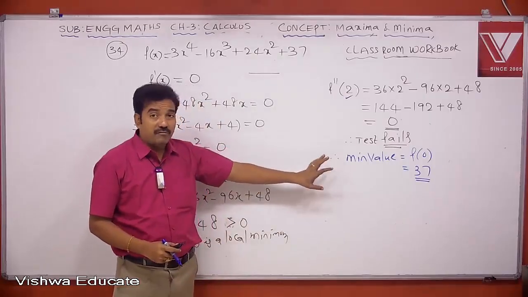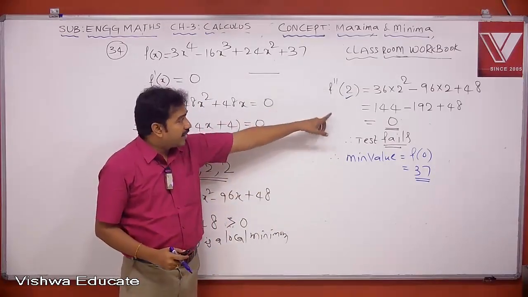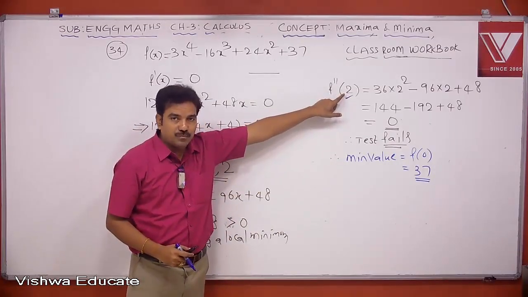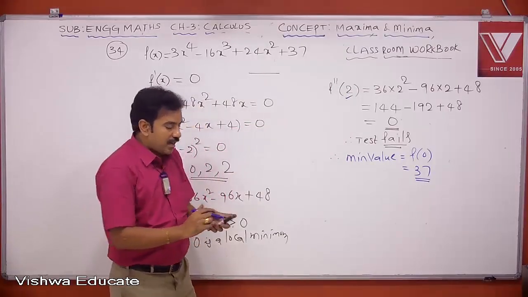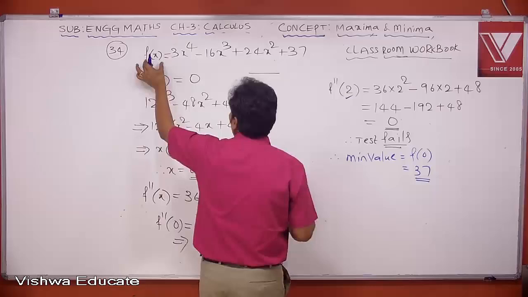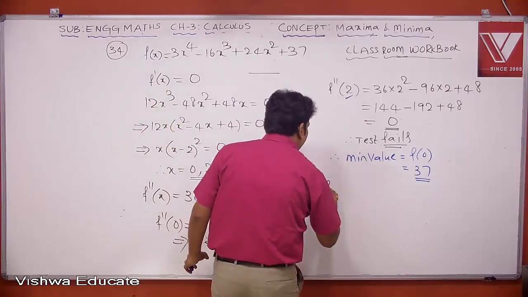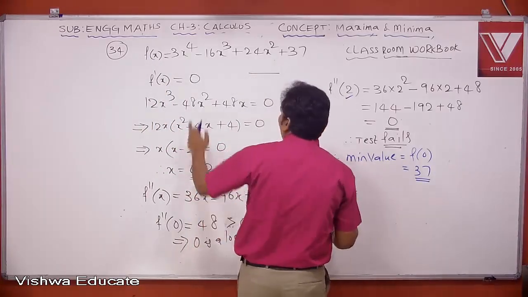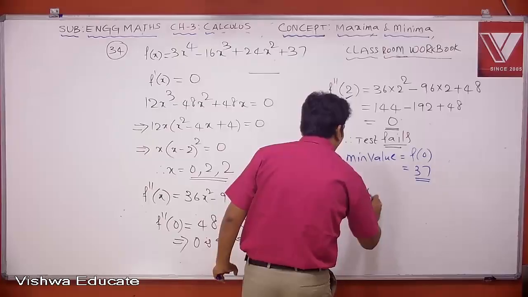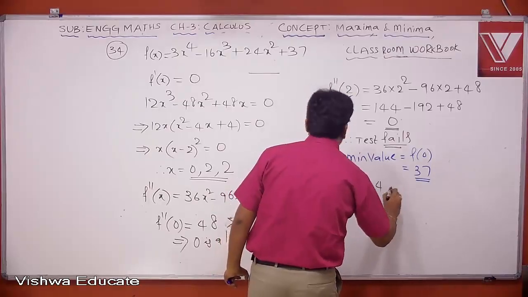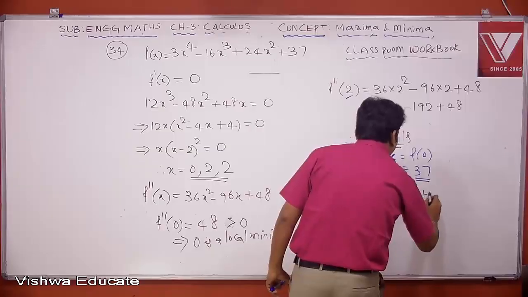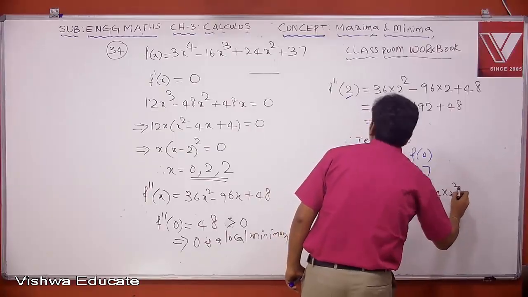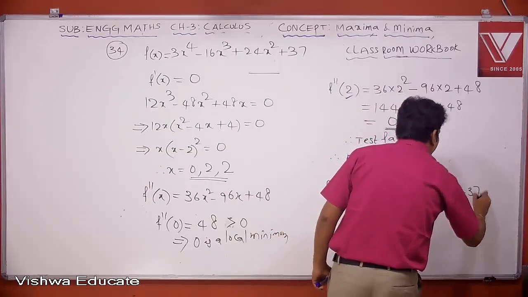Actually, this is not required for me, but here I am not getting any clarification about 2. That's why I calculated the minimum value, that is 37. Now let us find the function value when x is 2. Calculate f of 2. f of 2 means 3 into 2 power 4 minus 16 into 2 cube plus 24 into 2 square plus 37.